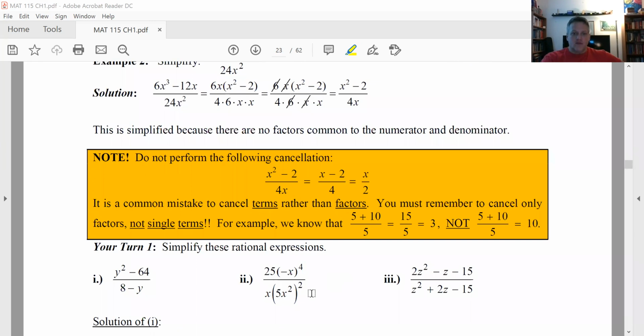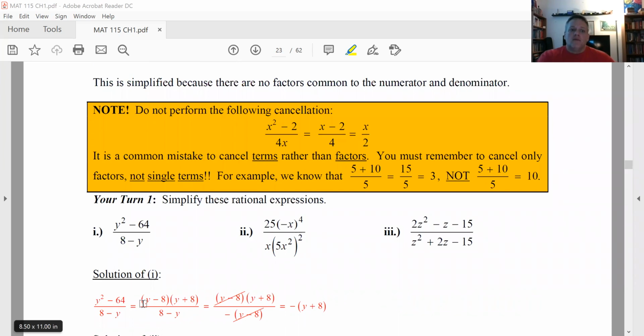All right, so try these on your own for the moment, see what you get. Be careful with signs on some of these. Let's see what you get. All right, so for the first one, notice again, the idea is to factor the top and bottom and then cancel like factors.